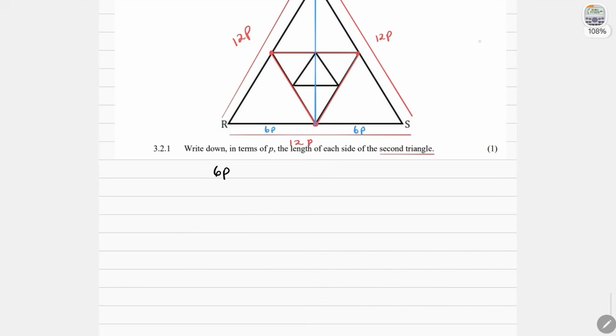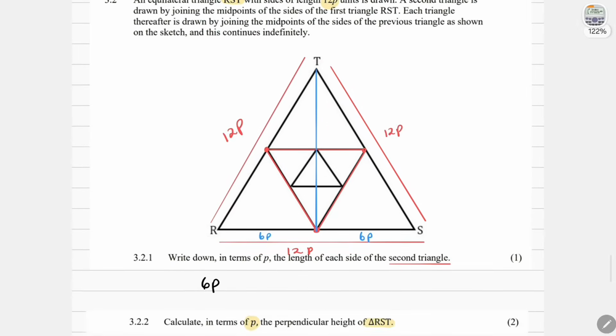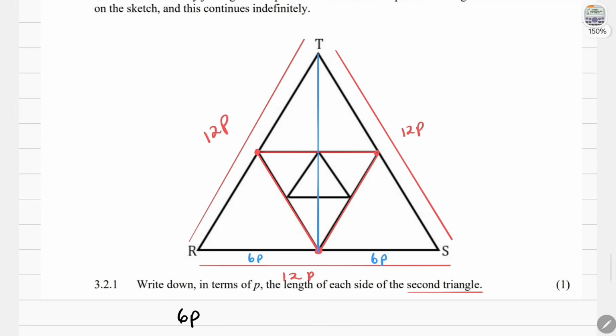Okay, moving on to the next question. Question 3.2.2 says, calculate in terms of p the perpendicular height of triangle RST. Okay, so the perpendicular height of this larger triangle. So it's really just this line that I've just drawn here. So from the highest point down to the base, and it is of course perpendicular to that base.